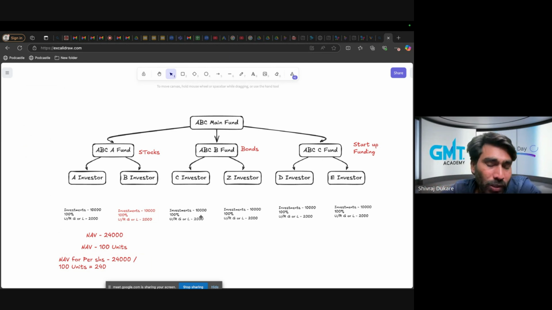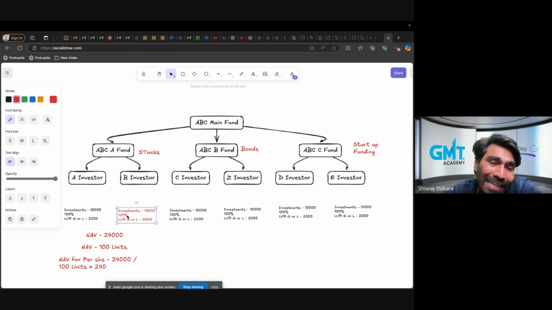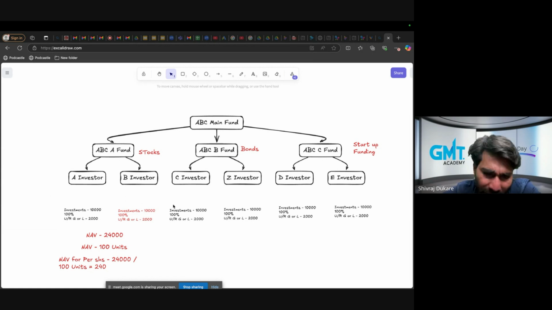But now the condition is that B investor is unhappy with the fund performance, or maybe let's say B investor is looking for another perspective. B investor is looking for investment into startups, because startup investment is a highly risky one, but it offers handsome returns as well. But this guy is ready to invest.